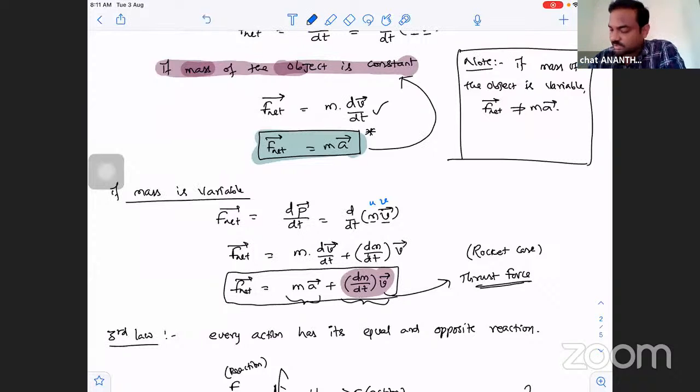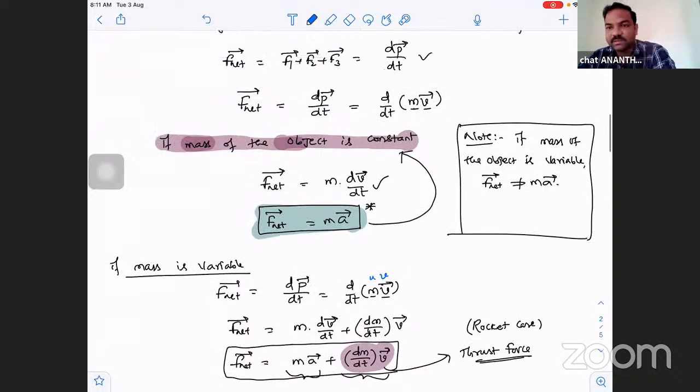So this is the one thing you need to understand in Newton's laws of motion. F net is equal to m into a bar when mass is constant. If mass is variable, net force we can write as m into a bar plus dm by dt into v bar. The dm by dt into v bar we sometimes call the thrust force. That I will tell you later, not now. In the rocket case, we call it a thrust force.